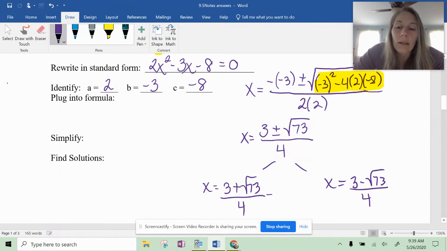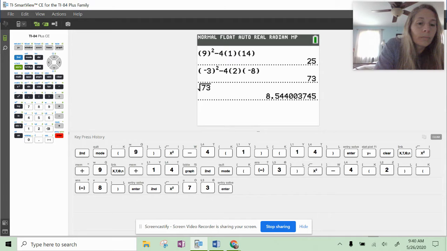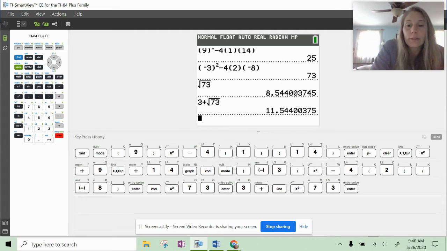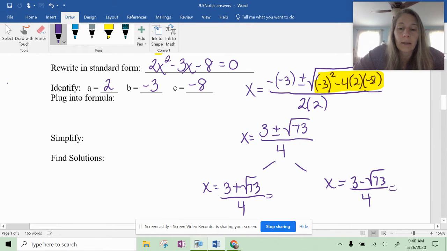Sometimes you'll see the answers as decimals. So I want to make sure you can do it both ways. So right now we have the answers in radical notation. And now I'm going to put this in my calculator and get the decimals, and we'll round them to 2 places, okay? So 3 plus the square root of 73. Now make sure you hit equals or enter and then divide it by the 4. And you get 2.886, which I'll round to 2.89.